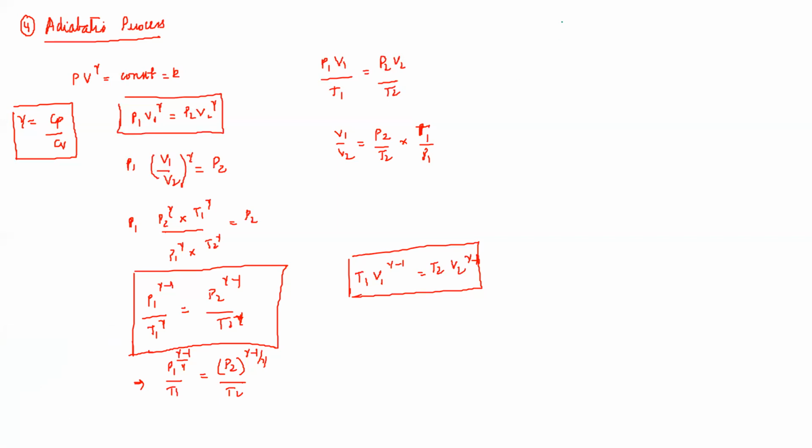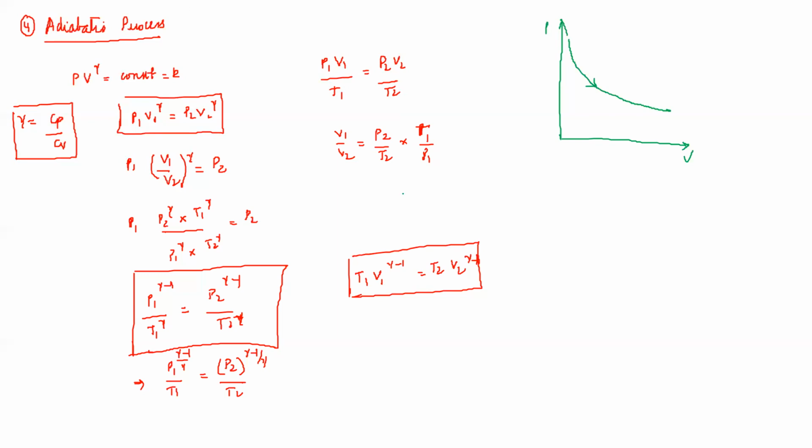So again, the PV diagram for an adiabatic process somewhat looks like an isothermal process, something like this, but there's a slight difference between the PV diagram for an adiabatic process and the PV diagram for an isothermal process. We'll come to that. For now, you can keep this in mind.